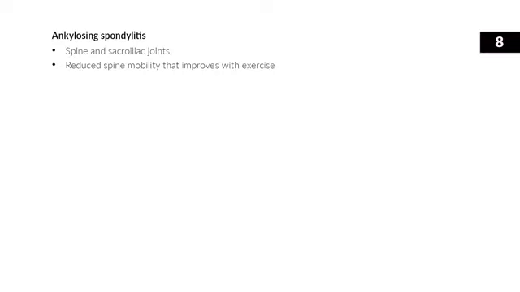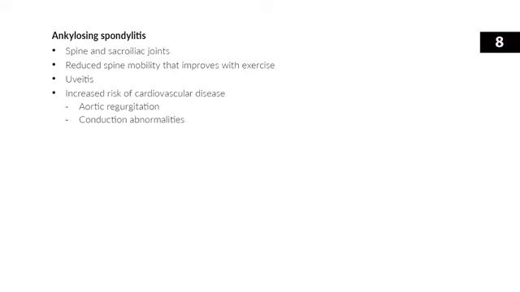And the stiffness of the spine and sacroiliac joints tends to improve with exercise. This is typically a disease that begins in young adulthood, in the 20s or 30s, and a lot of these individuals will get up early in the morning and go work out or go for a 5-mile run, because that helps reduce the stiffness so that they can function during the day. Ankylosing spondylitis is associated with uveitis, inflammation of the vascular layer of the eye, and there's an increased risk of aortic regurgitation and conduction abnormalities and cardiovascular disease in general, such as peripheral vascular disease and even congestive heart failure.